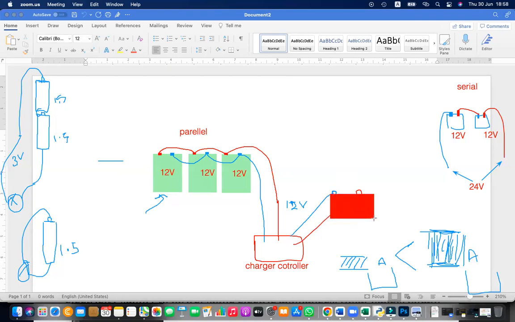This is your battery, right? This is anode, cathode. This is your battery, and let's draw the wire again. Let's connect your anode and cathode. Now, Pute, this battery is basically a 12 volt battery.